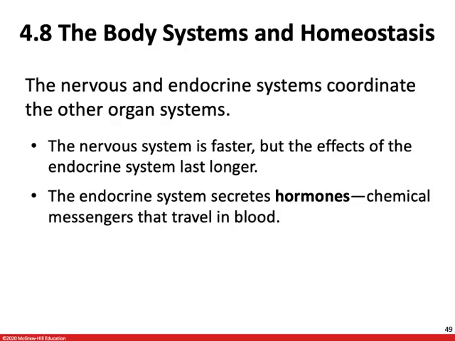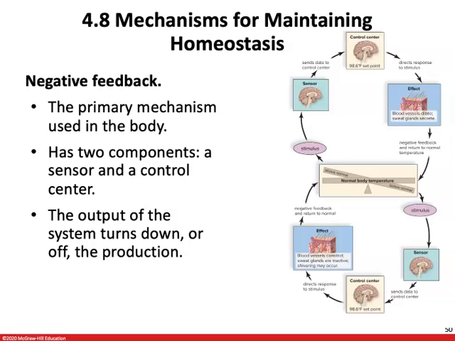So this is going to be ultimately coordinated through the nervous and the endocrine systems that are going to help maintain and regulate other organ systems. The nervous system is faster, but the effects of the endocrine system are much more long-term. The endocrine system is going to secrete hormones, chemical messengers that can travel in the blood and ultimately affect change that way. Now, like I said, this is going to be done primarily through negative feedback mechanisms.